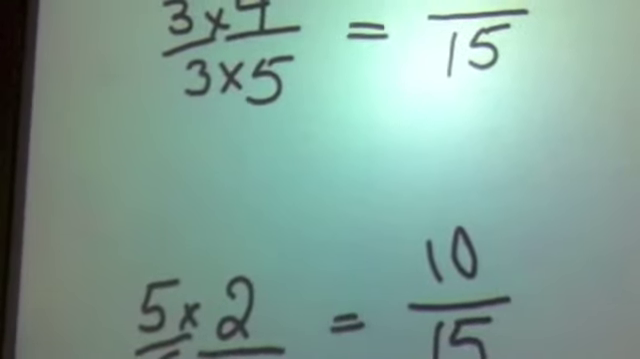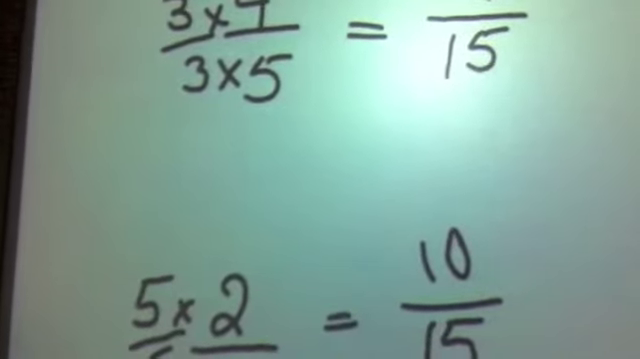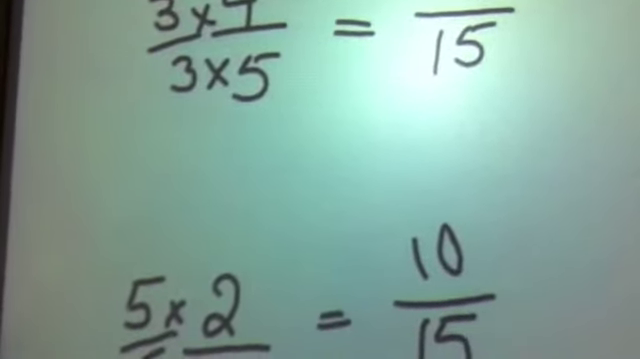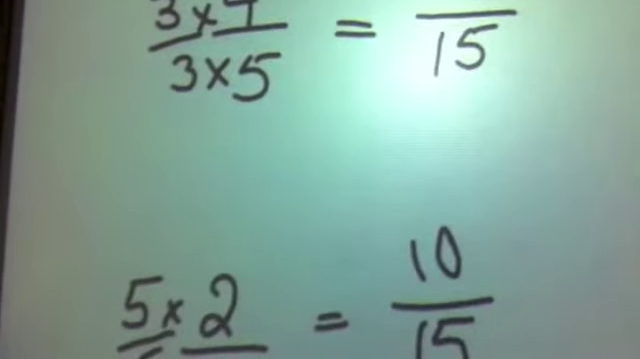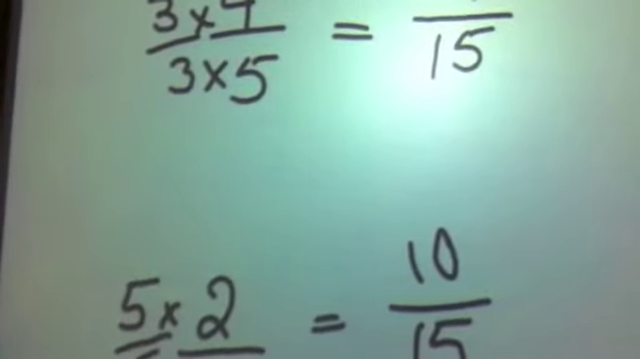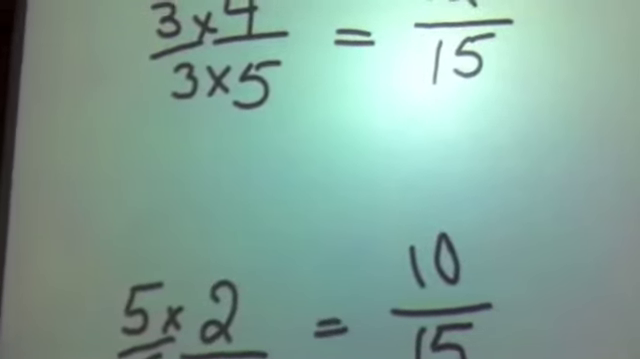Now if you notice, both of my new fractions are in 15ths, and I am able to compare them, or I would be able to order them. And no, 12/15 does not equal 10/15. So if you were trying to find out if 4/5 and 2/3 were equal to each other, they are not. But the common denominator in both examples is 15.